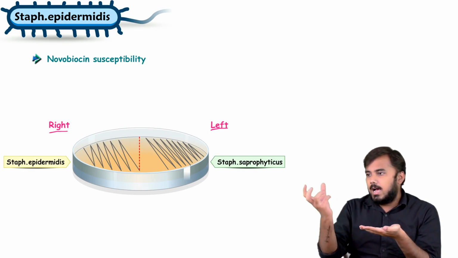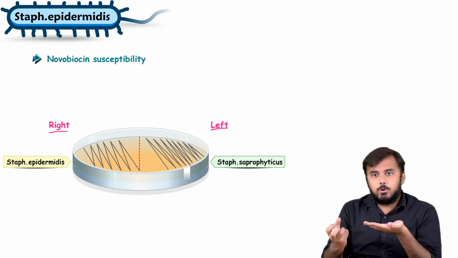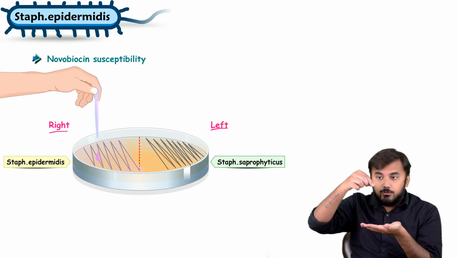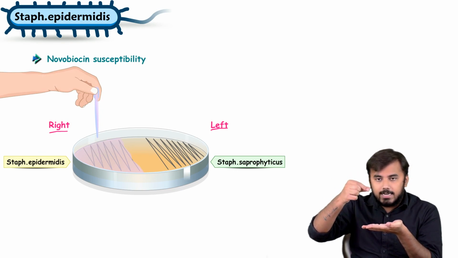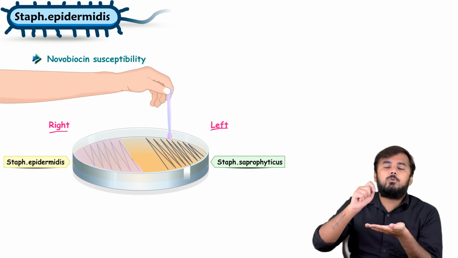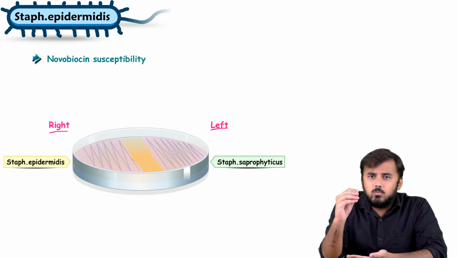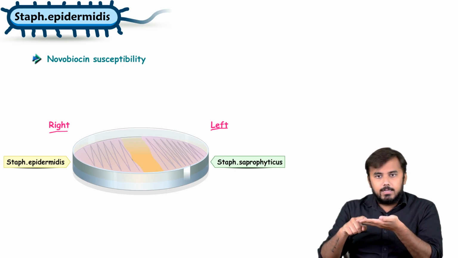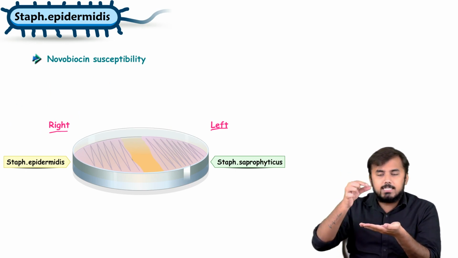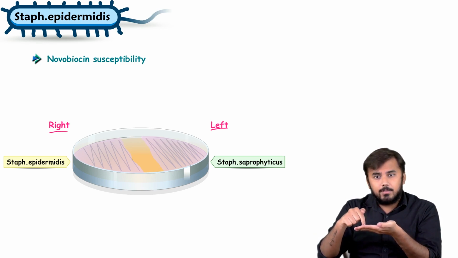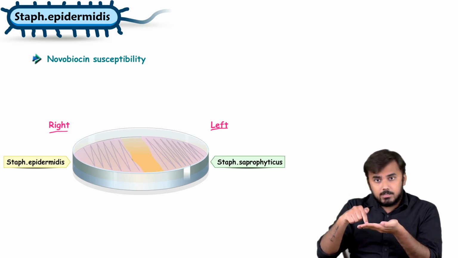What I'll do is, I will take the novobiocin antibiotic. As you can see there, I'm adding a few drops of novobiocin antibiotic on the right side where epidermidis was present, and on the left side where saprophyticus is present. What is the use of an antibiotic? Antibiotic is useful to kill the bacteria, right? So on the right side I have bacteria, on the left side I have bacteria, and on the right side I have added an antibiotic. So that antibiotic should kill that Staph epidermidis.